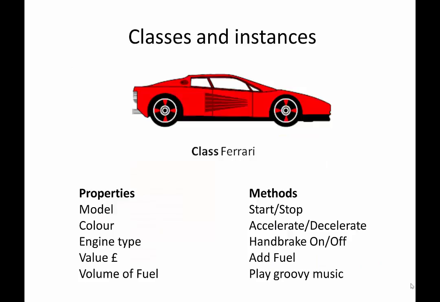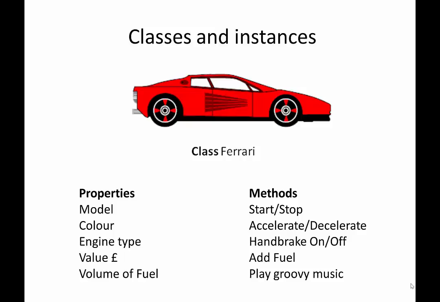So here's Ferrari. It's going to be cars for the moment, just because I inherited them, not because I've got any love of cars. In fact, quite the opposite. So here's class Ferrari. What properties or attributes might we have of the Ferrari car? Maybe a model number, a colour, an engine type, a value, cost in pounds, how much fuel the fuel tank takes. Those might be some examples of the properties of that Ferrari.